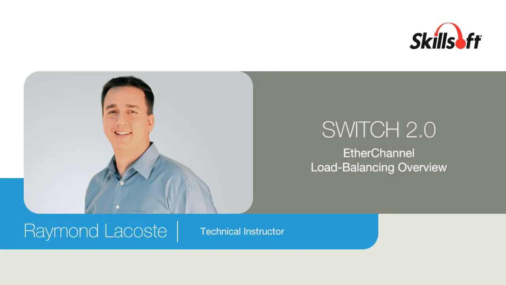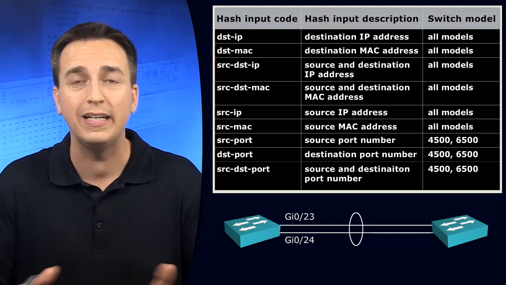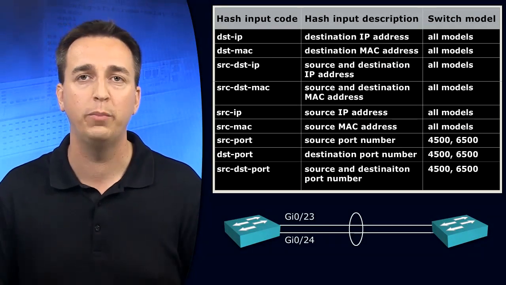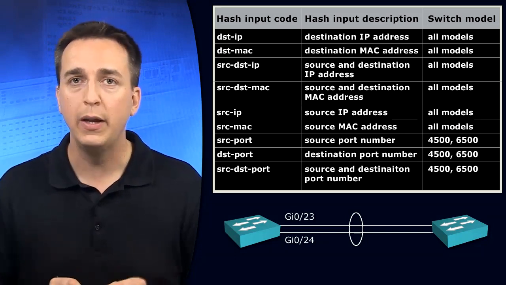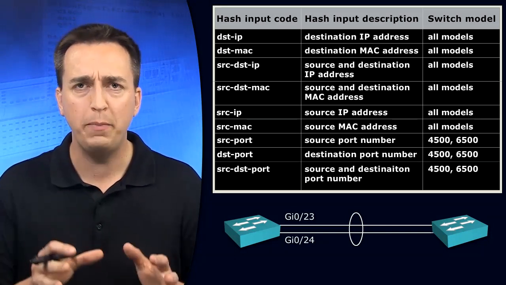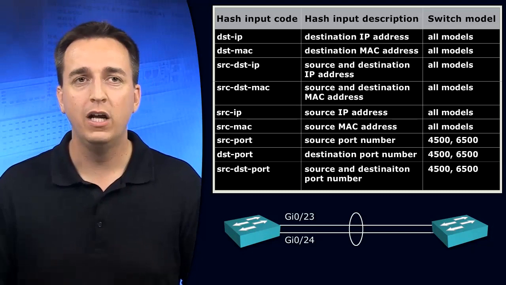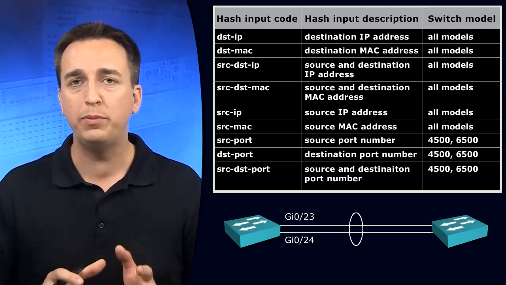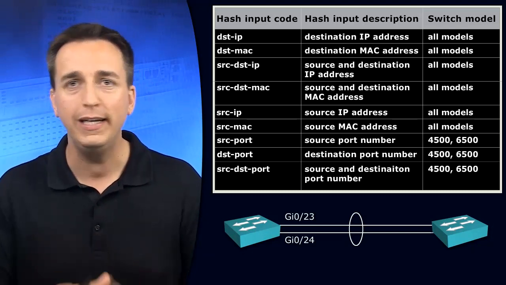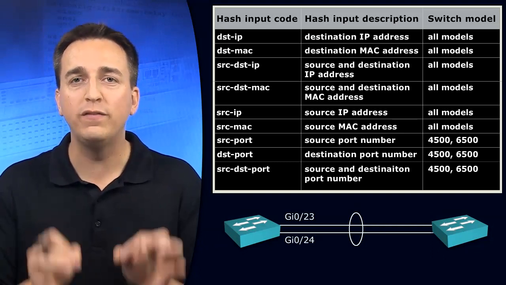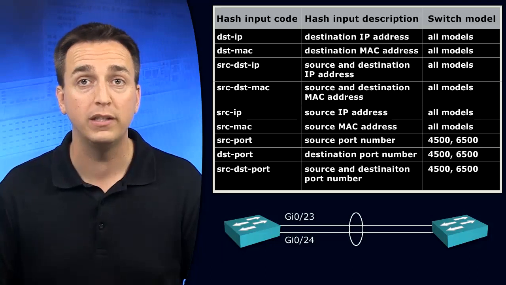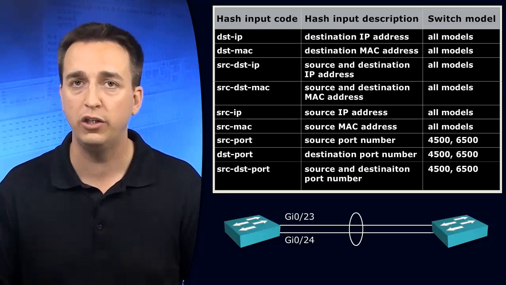EtherChannel can load balance traffic across the physical interfaces that are part of the EtherChannel bundle. However, it's important to realize that the load balancing may not be perfect. What do I mean by may not be perfect? Well, the traffic will typically not be perfectly evenly distributed amongst all of the physical links within the EtherChannel bundle because of the hashing algorithm that is being utilized.